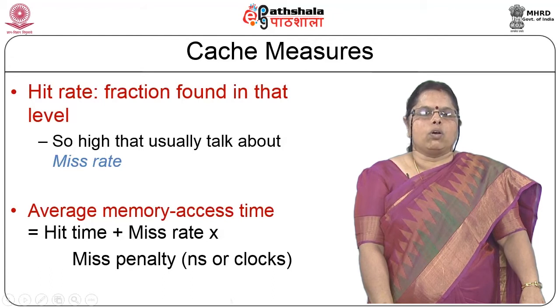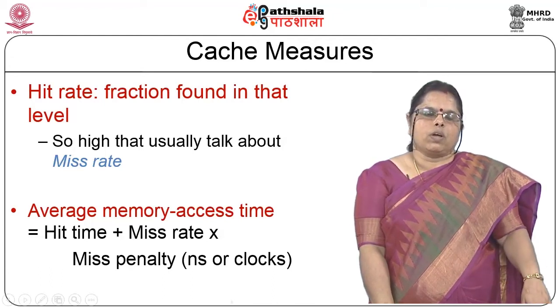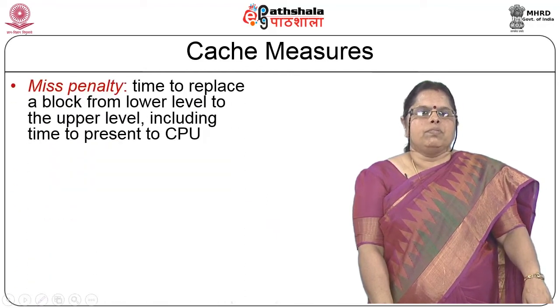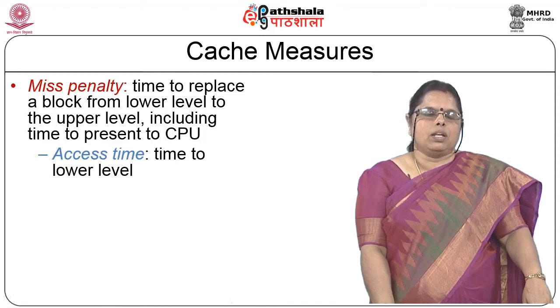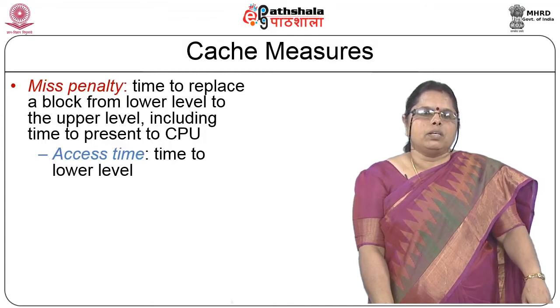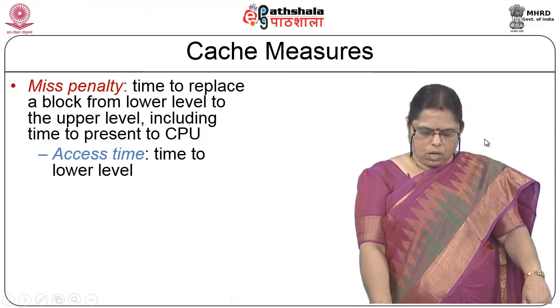We will elaborate on all these and look at different features that can be used to reduce each of these factors as we proceed. First of all, we look at how you define miss penalty here, and see what can be done. Miss penalty is the time to replace a block from the lower level to the upper level, including the time to present it to the CPU.